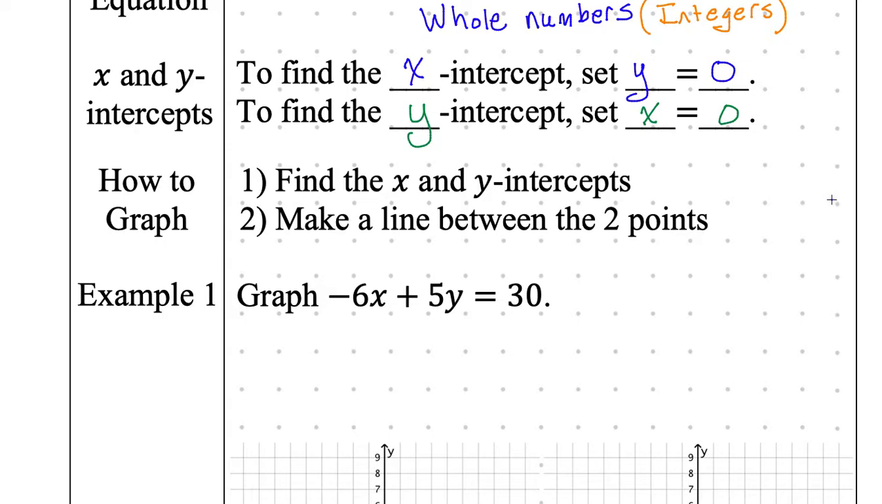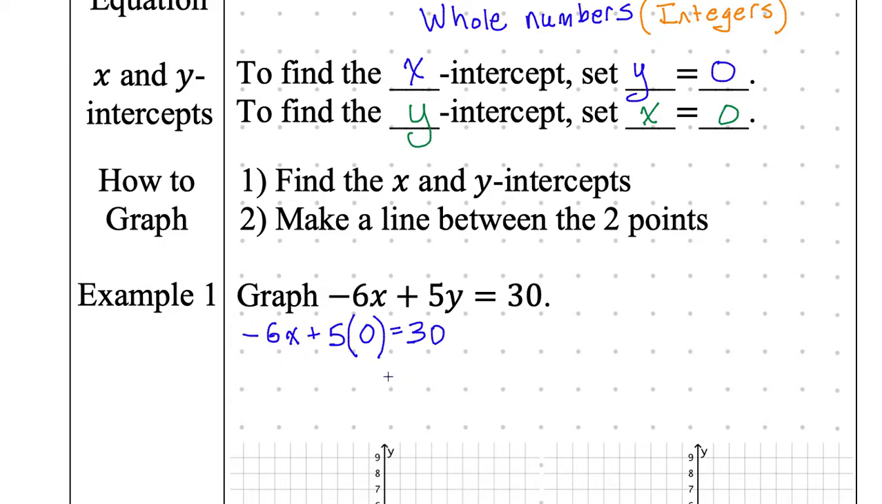Who has their card? Kira, do you have your card? Go for it, Kira. To find the x, make the y next to the 5 a 0. Like put parentheses 5 times 0, and then negative 6x plus 5 times 0 equals 30, and then solve. And then solve, yeah, perfect.